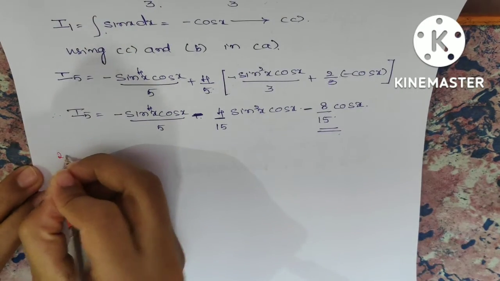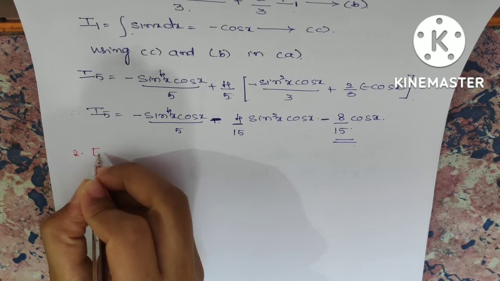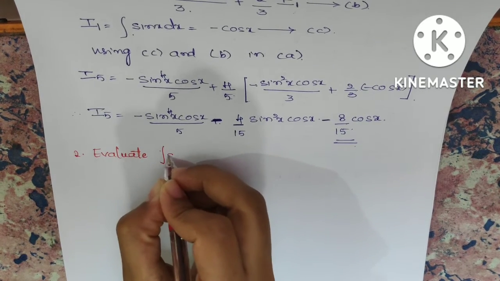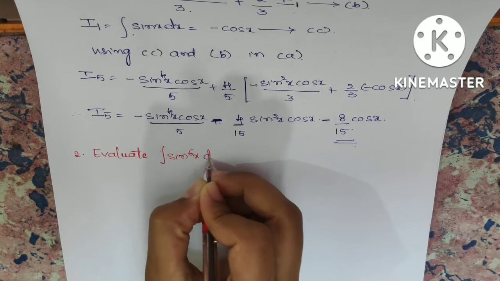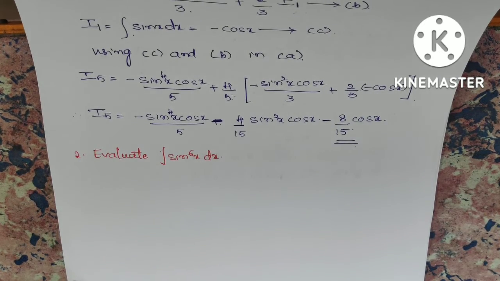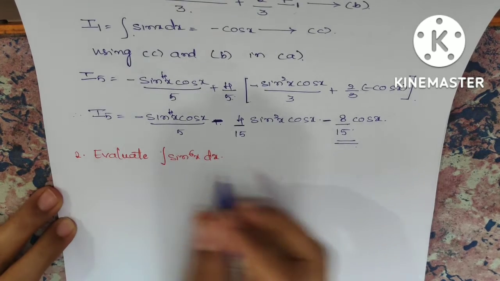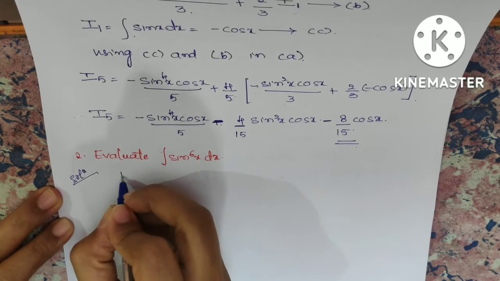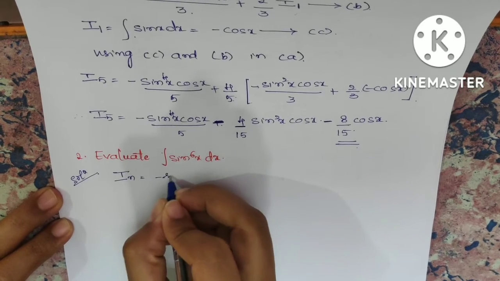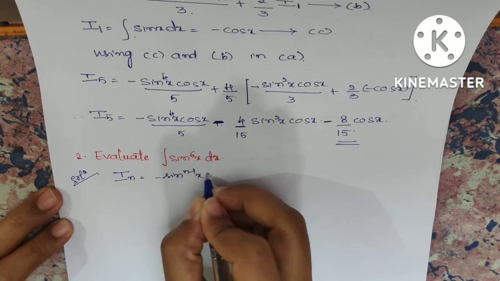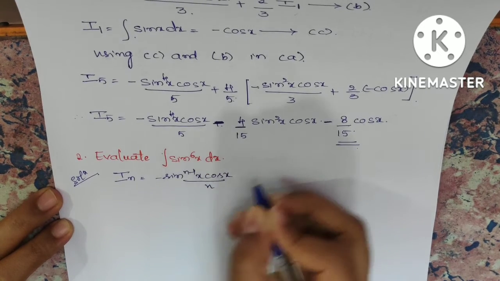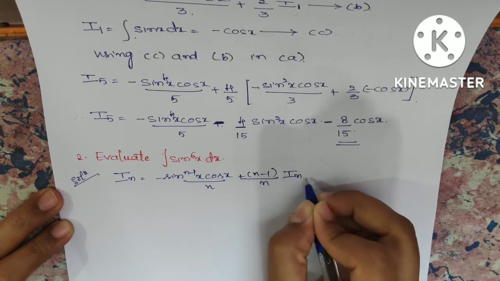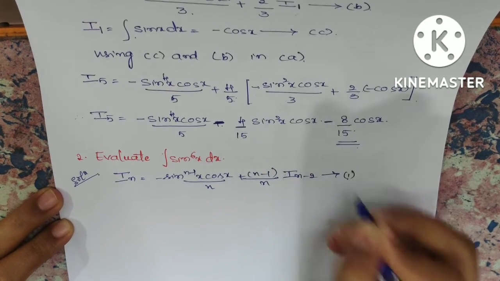Next, second one, evaluate integration of sin power 6x into dx. So from the reduction formula we have the solution. In equals minus sin power n minus 1 x cos x divided by n plus n minus 1 by n I n minus 2. Let it be equation 1.